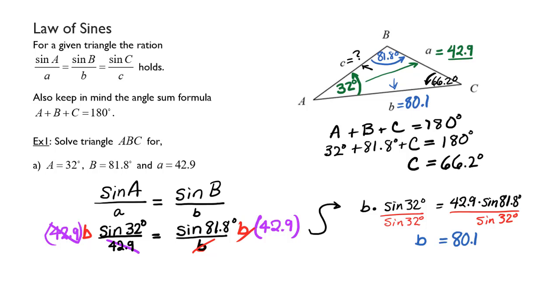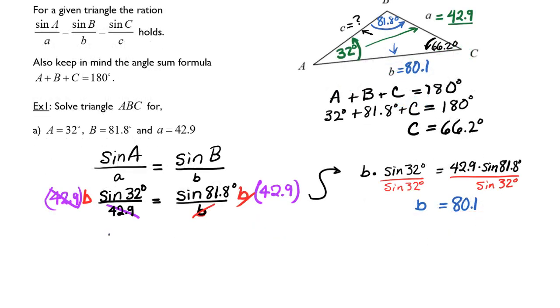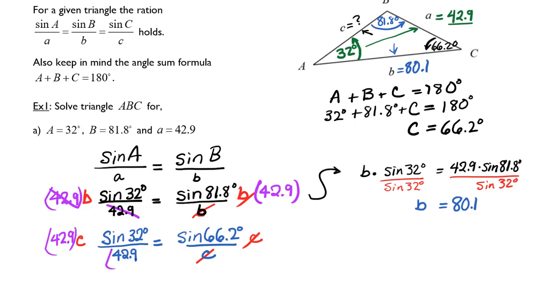All that's left is to find C. I know that sine of A is sine of 32 degrees over 42.9. I also know that this can be equal to sine of C over C. So I can say sine of 66.2 degrees over C, the unknown side. And now I can solve for C by multiplying both sides by C, just like before when I was trying to find B. And then clearing my other denominator, which is going to be the 42.9. Notice that the C's divide out on the right side. Then when I multiply by 42.9 on both sides, the 42.9's divide out.